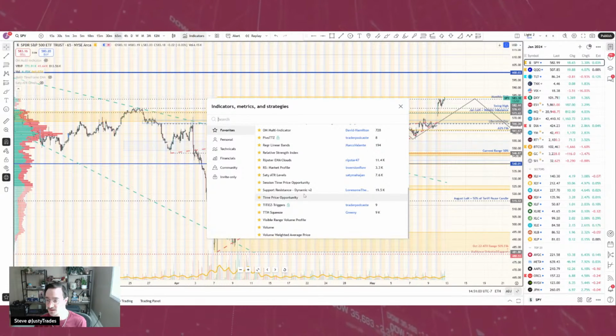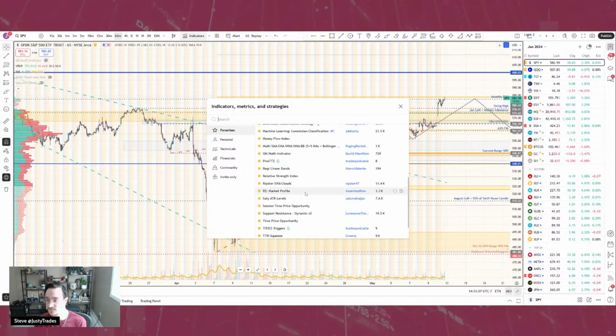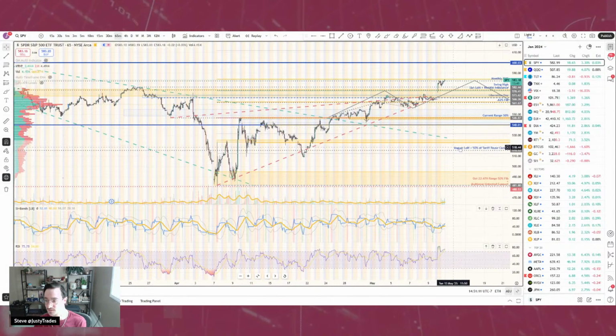Never save this many indicators, folks. You'll go crazy looking through them all. Why not just RSI? Keep it simple.